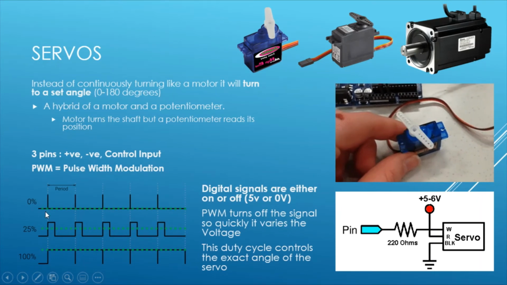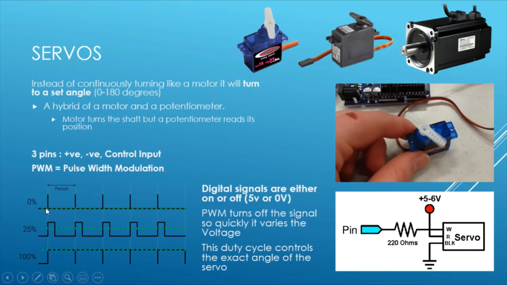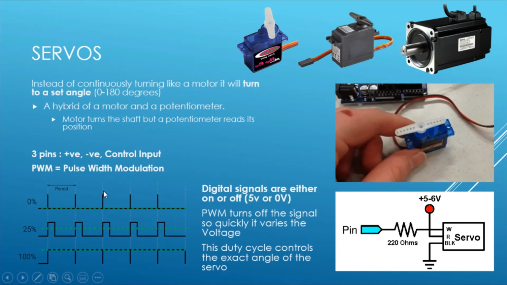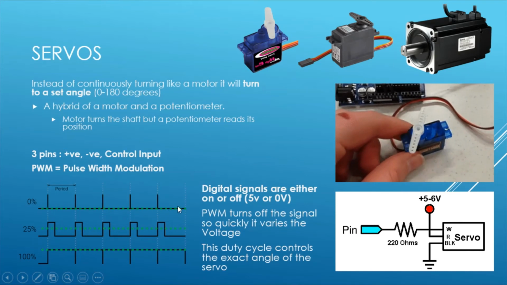Here, between each one of these time periods, we're turning our signal off. We're turning our digital signal off. We're keeping it low. Okay, so the next time period, we keep it low. Next time period, we keep it low. So the output is always 0%, 0 volts.